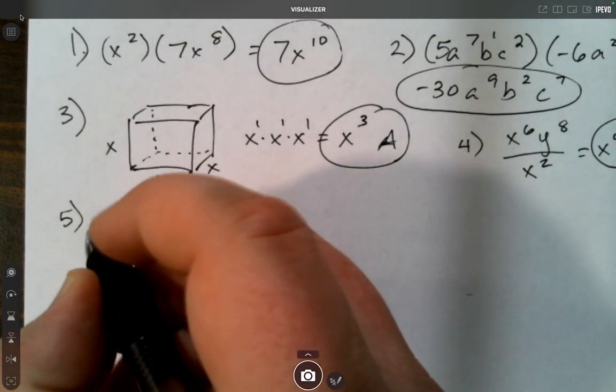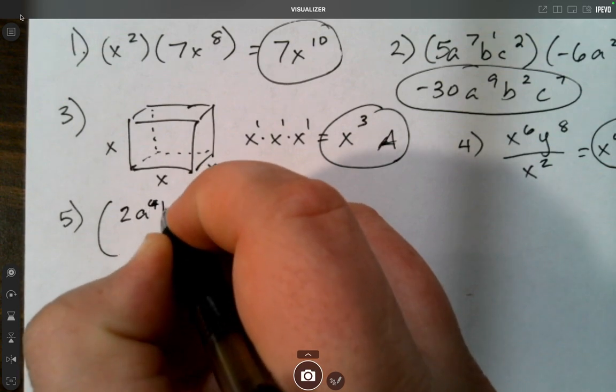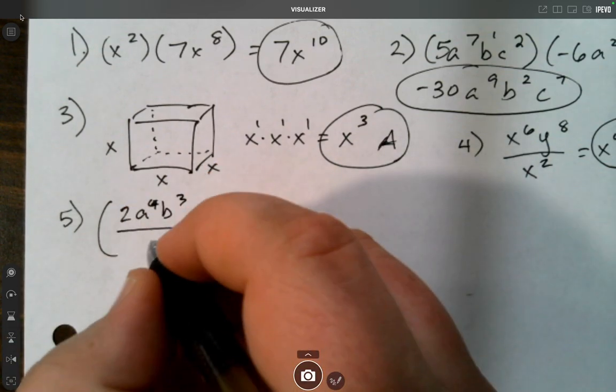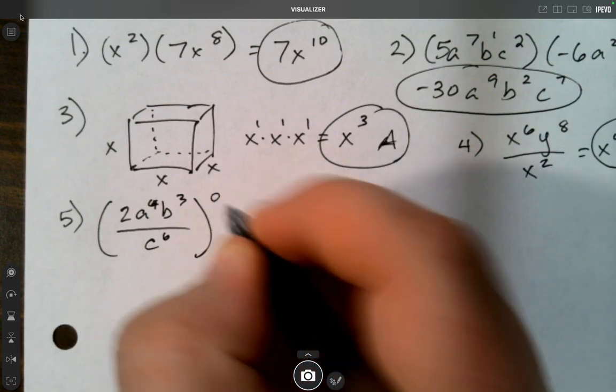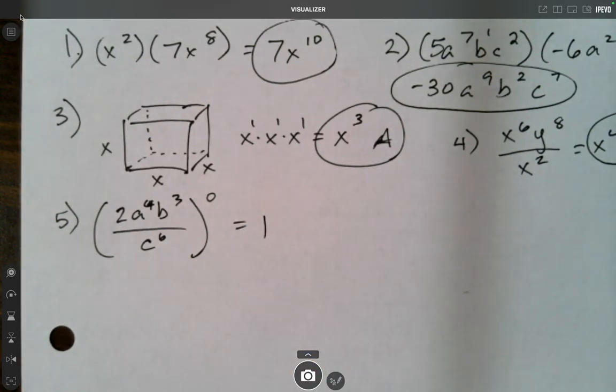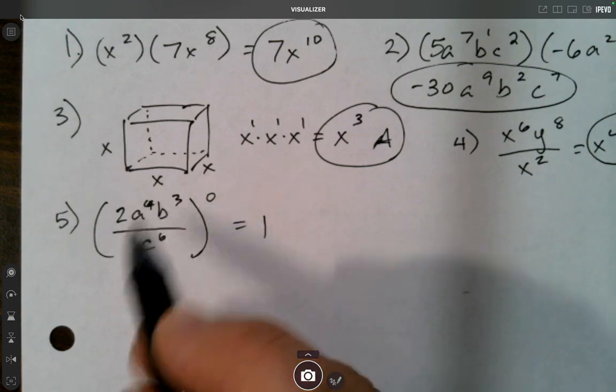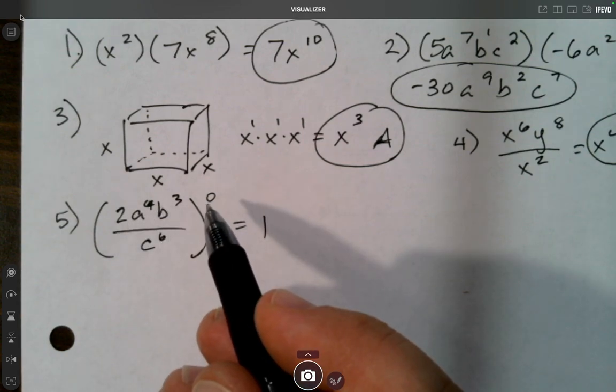Number 5. 2a to the 4th b cubed divided by c to the 6th, all raised to the 0 power. So this one looks like a kind of monstrous problem, but then you need to remember a really important thing. Anything raised to the 0 power equals 1. So there's really very little work to do on this one except to remember any number, any exponent, any combination of numbers and exponents raised to the 0 power equals 1.